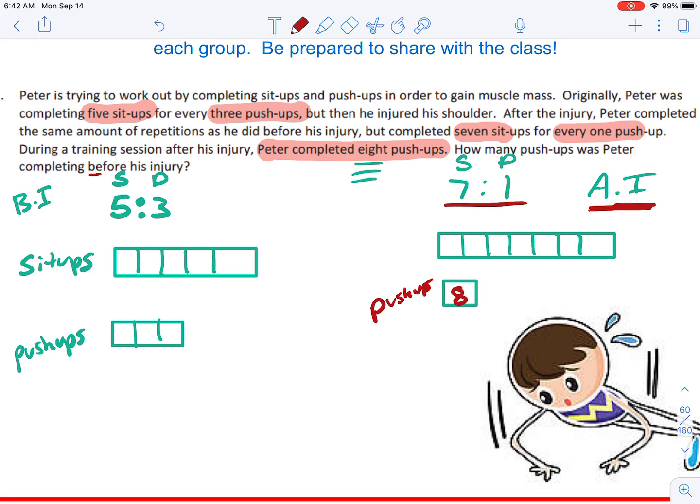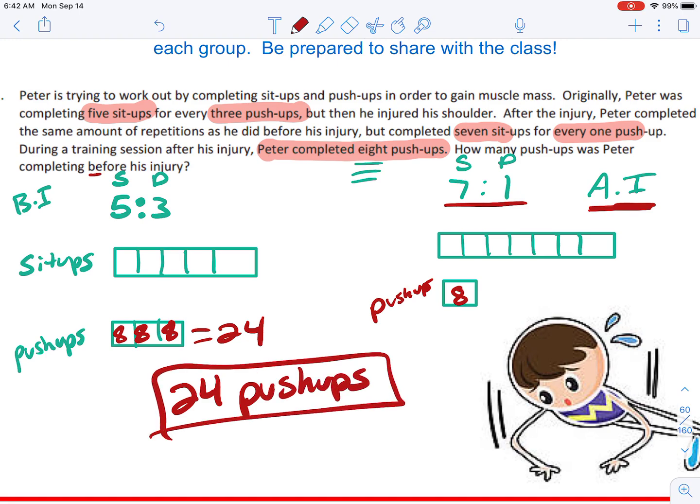Now because there is 8 in each of those units, we have to put in 8 in each of the push-ups units for before the injury. So this is going to equal 24. So how many push-ups was Peter completing before his injury? 24 push-ups.